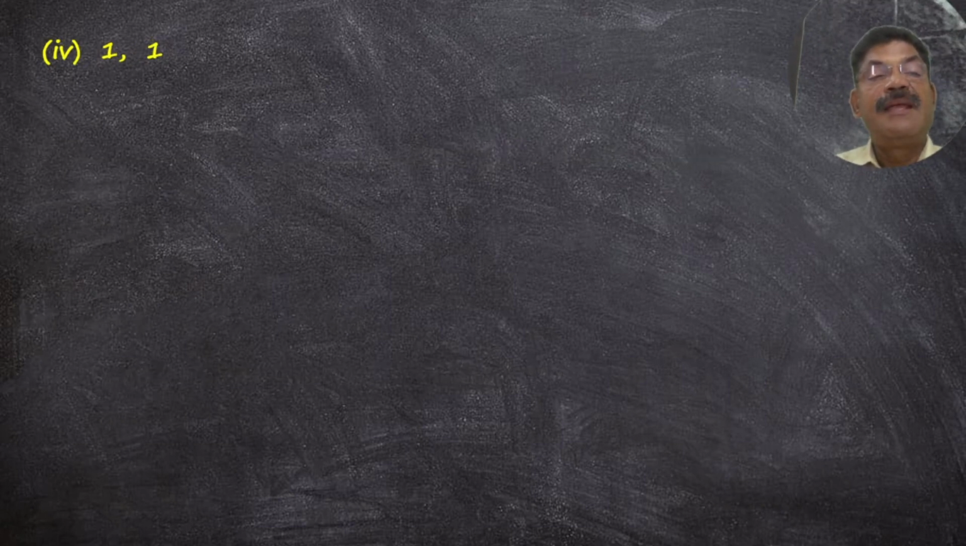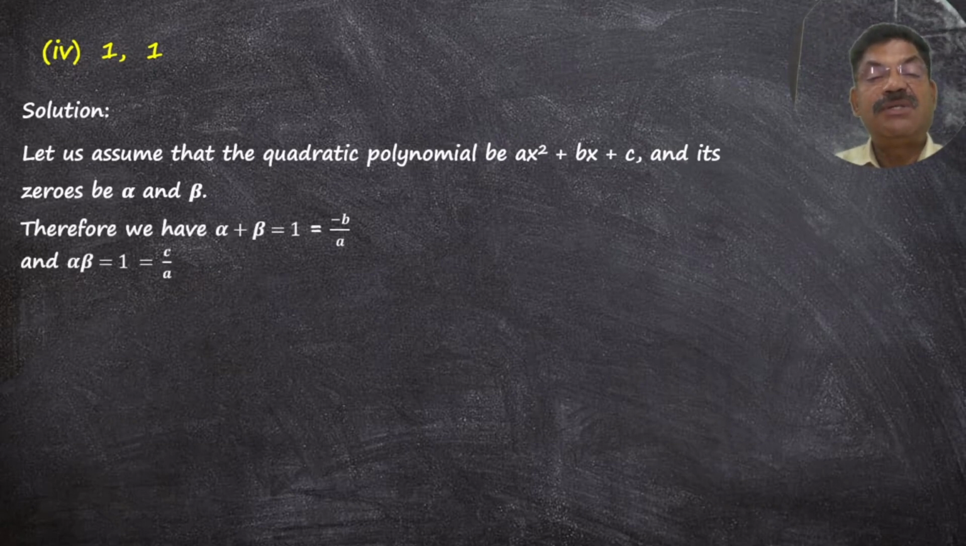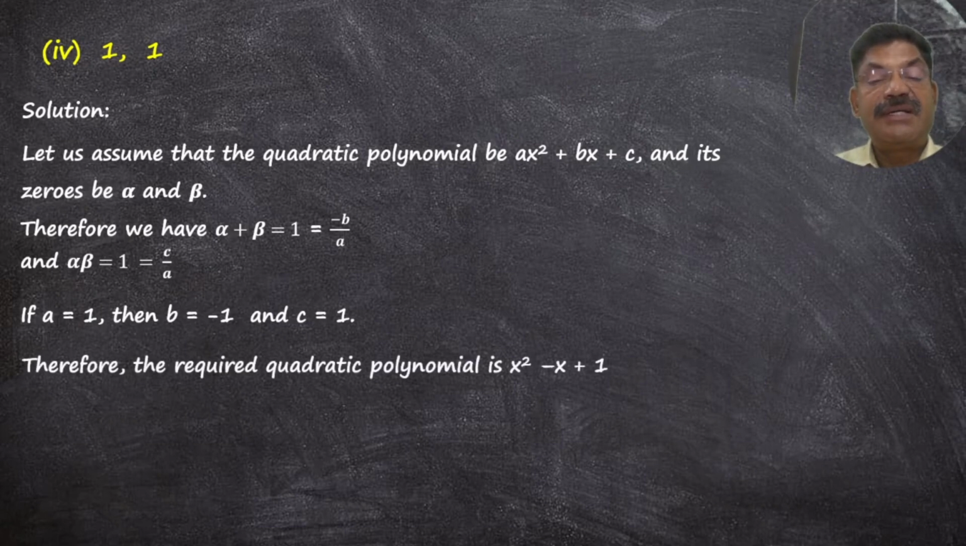Now fourth sum, 1 comma 1. So in the same way, you take the required polynomial as ax square plus bx plus c, and alpha, beta be the zeros. Alpha plus beta equal to 1, which is equal to minus b by a, alpha beta is equal to 1, which is equal to c by a. So if I take a equal to 1, then b equal to minus 1 and c equal to 1. Therefore, the required quadratic polynomial is x square minus x plus 1.